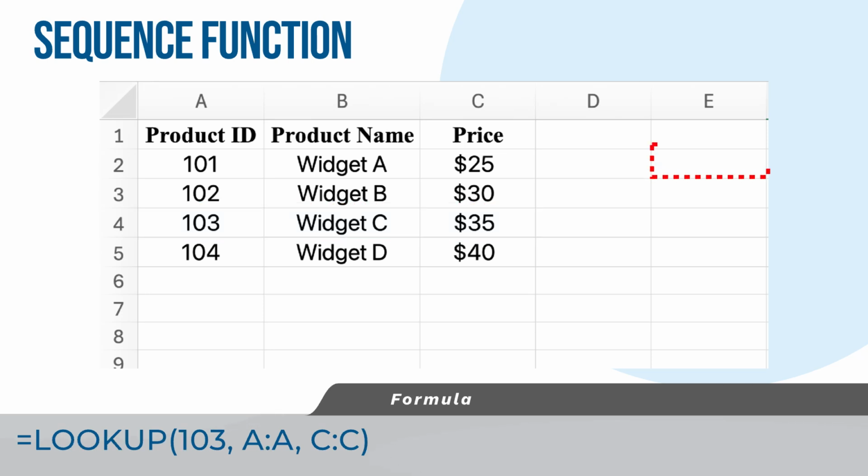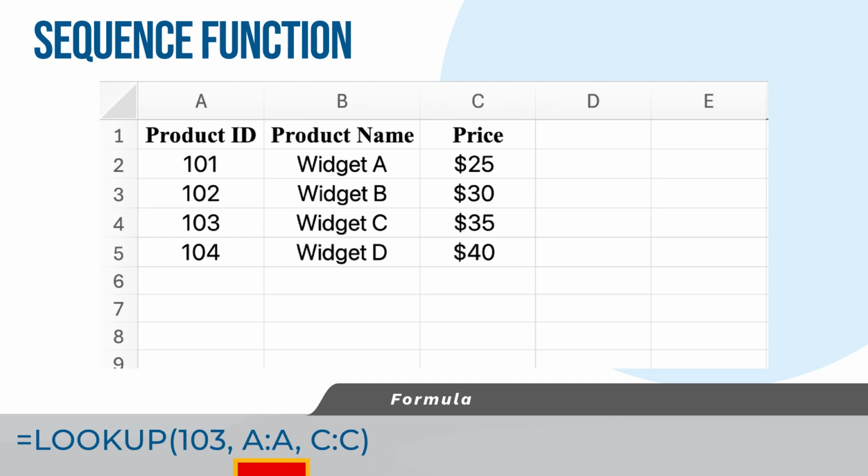In cell E2, we'll enter our lookup formula. Start by typing equals lookup. Next, we need to specify the lookup value. In this case, it's the product ID 103. So, we type 103. Now, we need to specify the lookup vector, which is the range that contains the product IDs. So, we type A.